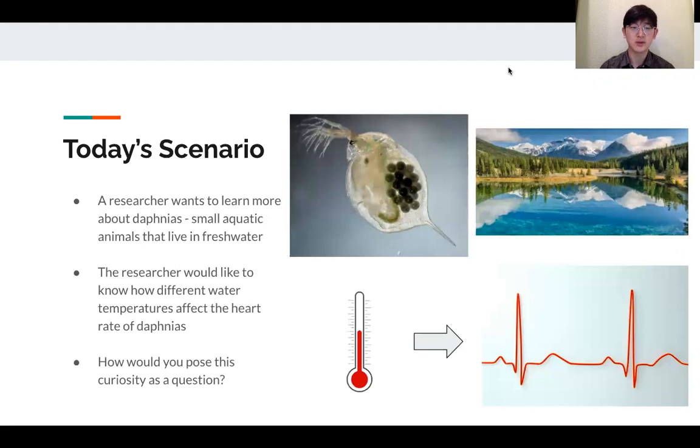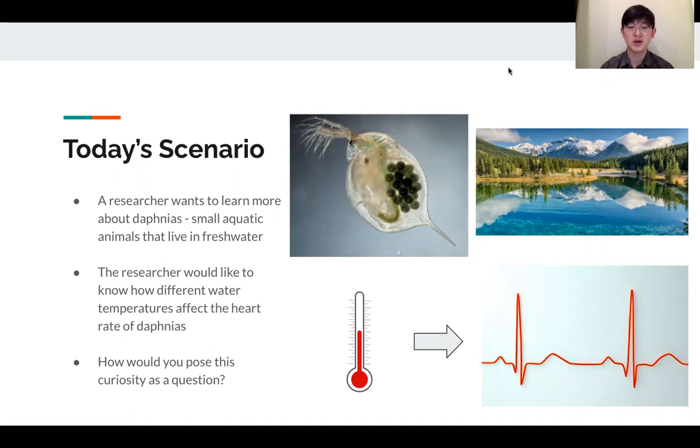So in today's scenario, we're going to talk about a researcher who wants to learn more about daphnias, small aquatic animals that live in freshwater. And if you have no idea what a daphnia looks like, I didn't, here's a quick image of it on the right-hand side here. And they live in freshwater environments like huge lakes or ponds. So the researcher would like to know how different water temperatures affect the heart rate of daphnias.